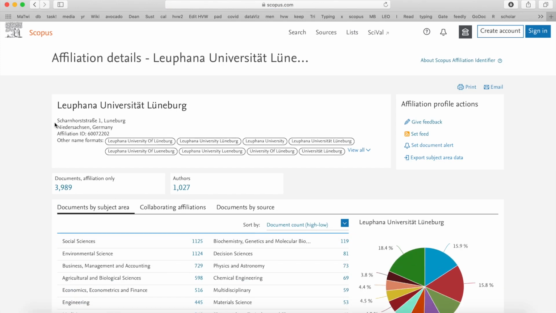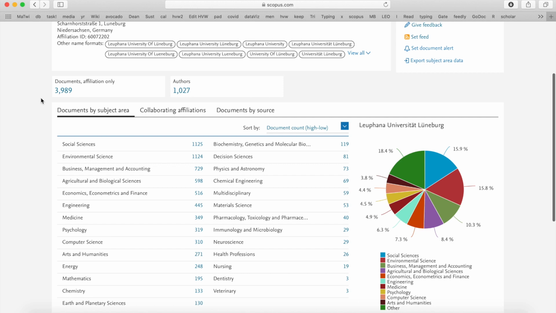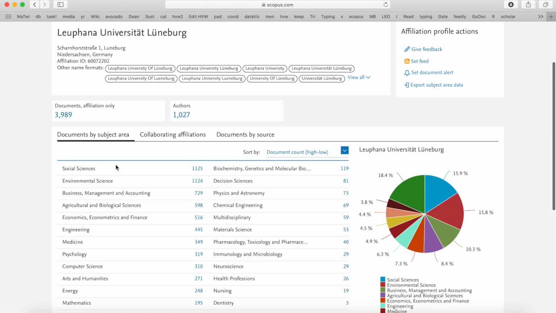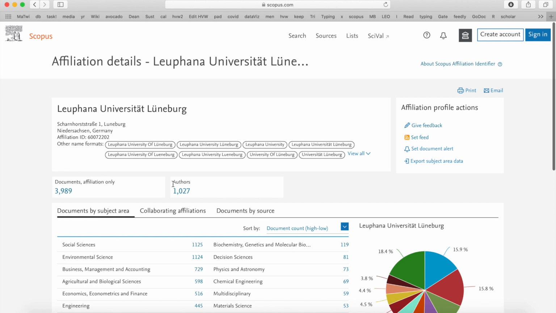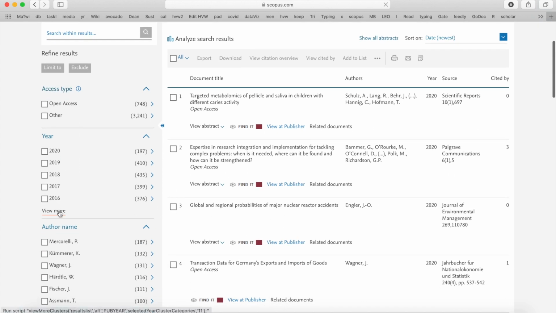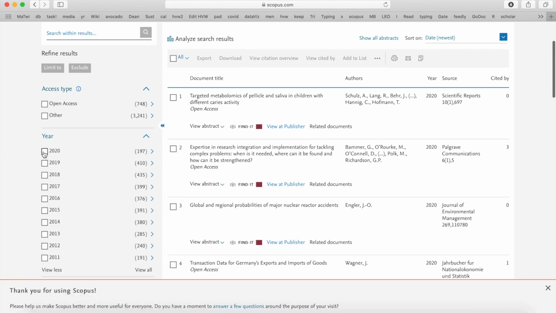Then you can see, okay, this is the affiliation, this is how many authors we have, this is how many things were published there. You see from social science, from environmental science, business, and so on. So you see the different arenas that publish here. And when you now go, for instance, to the documents, you could say, okay, let's home in here. Let's look at the last 5 years. So I just take the last 5 years and I limit my view to that.